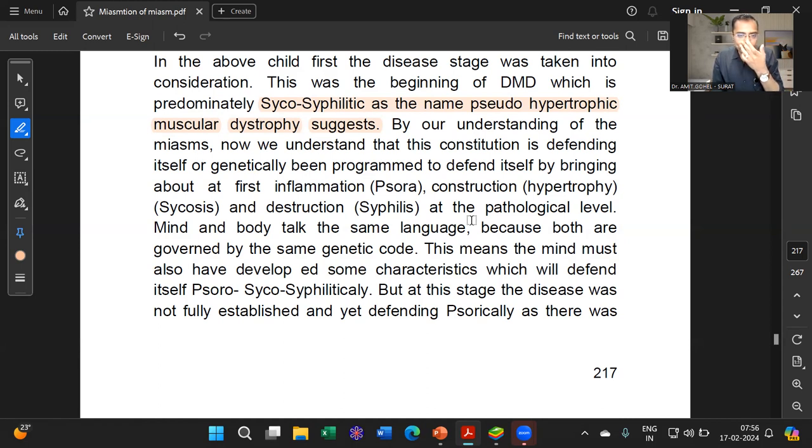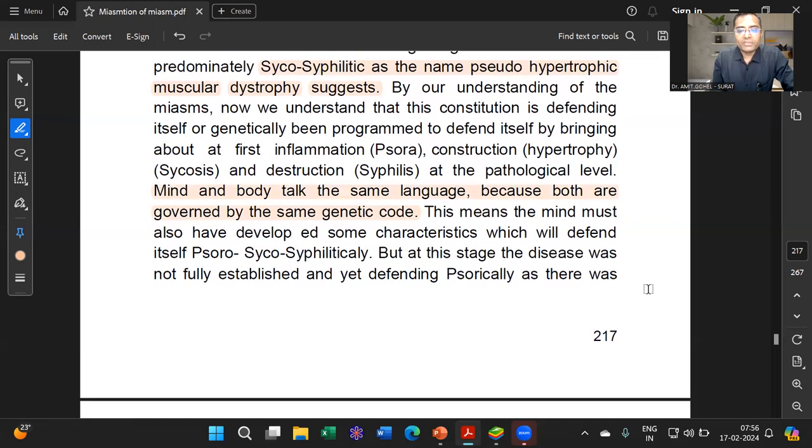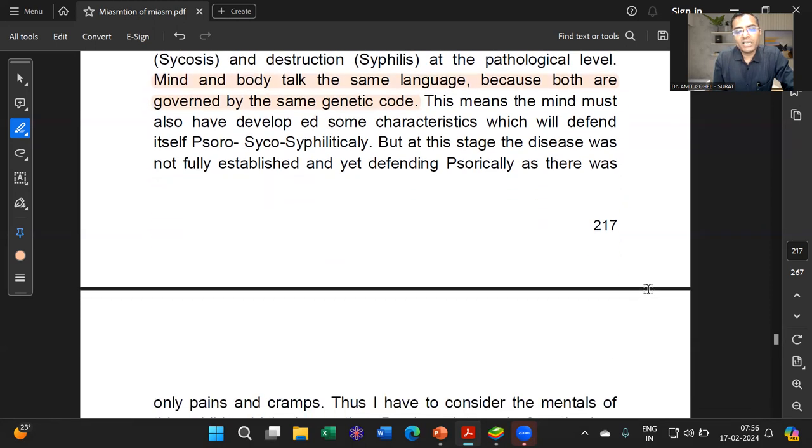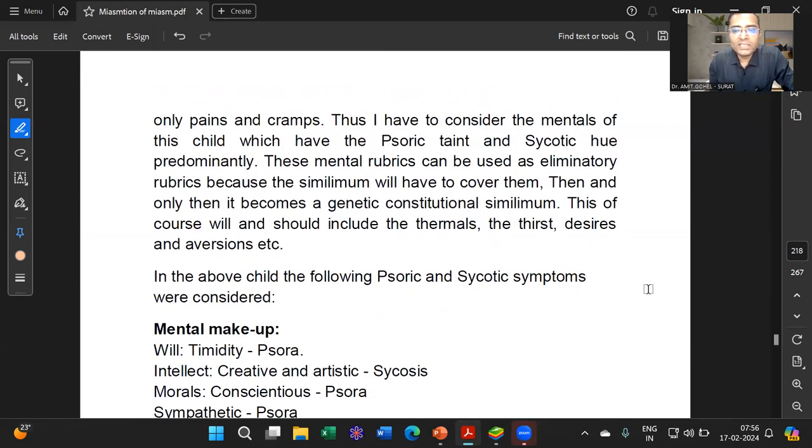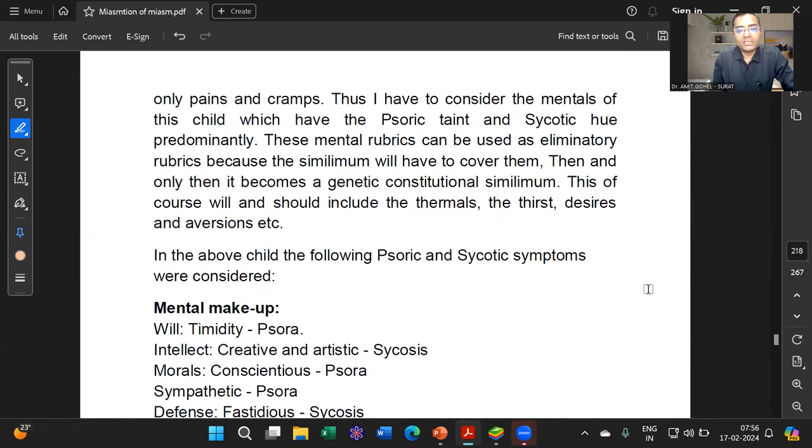So mind and body talk the same language because both are governed by the same genetic code. This means the mind must also have developed some characteristic which will defend itself as psoric, psychotic, or syphilitic. But at this stage, the disease was not fully established and was defending psorically, as there was only pain and cramps. Thus, I have to consider the mental of the child with the psoric trait and the psychotic view predominantly.